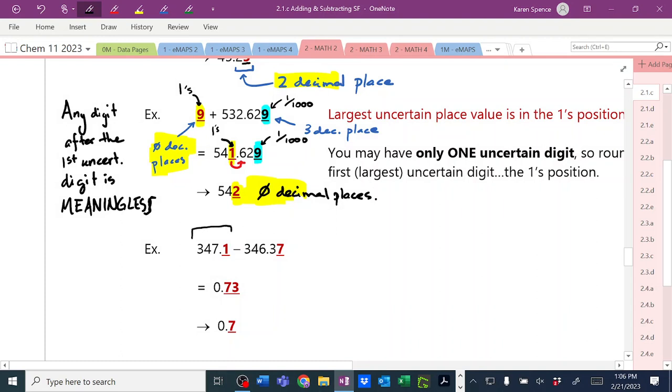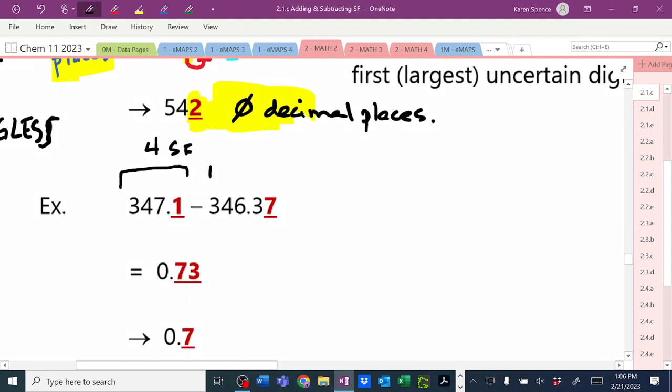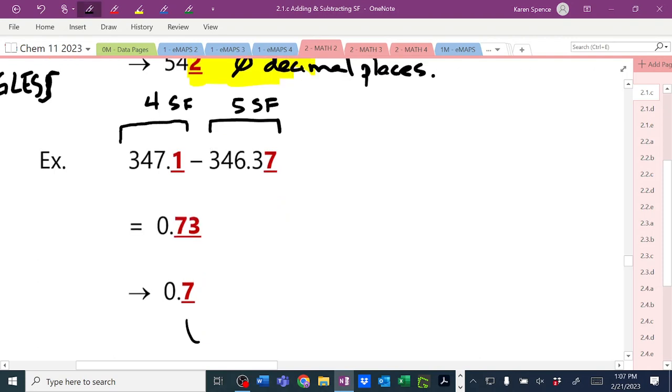347.1? 4. Yes, 4 sig figs. 346.37, 5 sig figs, sorry, 5 sig figs. And our answer, if we believe what I've done here, has only 1 sig fig. So again, you can see that the sig figs in the question do not directly dictate the sig figs in the answer. What do you have to look at instead?